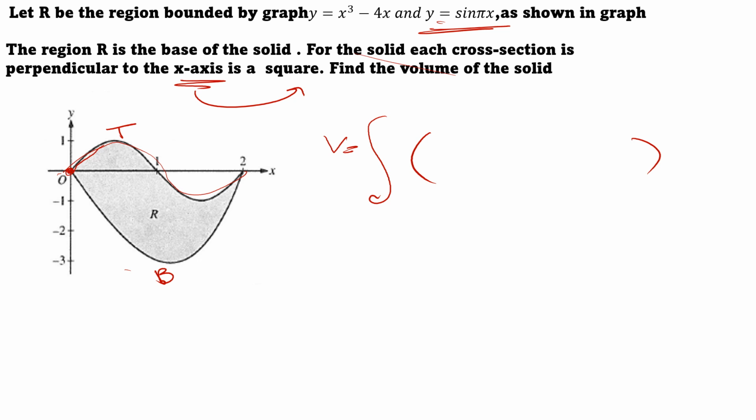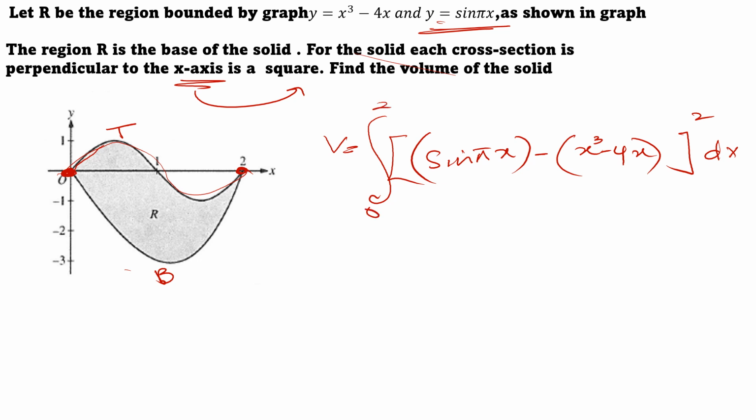So right now I will write sine pi x minus (x cube minus 4x). Don't forget to put the power 2 over here. Write the dx. Now the points of intersection according to the x values will be 0 till 2. Write it in the calculator to get the final answer.